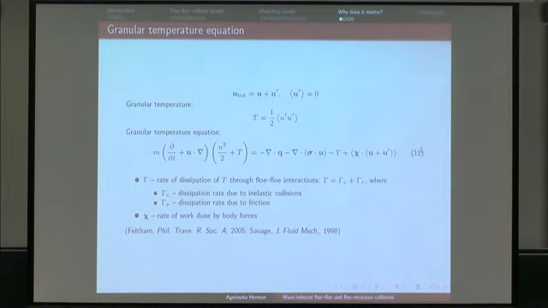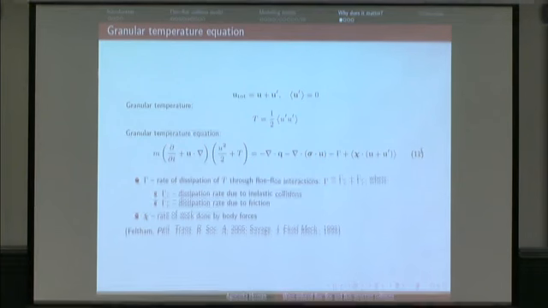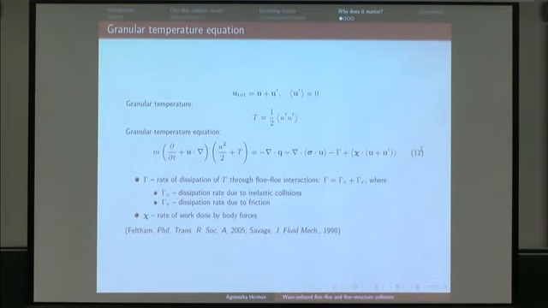One is inelastic collisions, the other one is friction between ice floes, and the last term is in fact the sum of many terms which describe the rate of work which is done by body forces acting on the ice. So the forcing from the atmosphere or the ocean is in here, and forcing from the waves is going to be here as well.